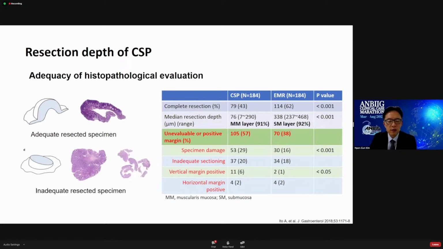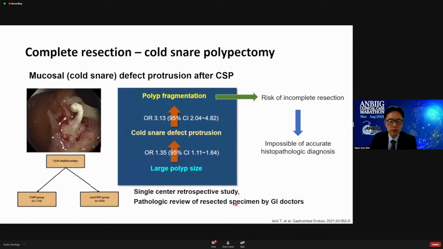In addition, a recent study reported that more than 50% of the CSP cases were improperly excised for pathological analysis. And a recent retrospective study showed that when a protrusion defect occurs during CSP, this increases the risk of fragmentation of the specimen, while increasing the risk of incomplete resection and lowering the accuracy of pathologic diagnosis.